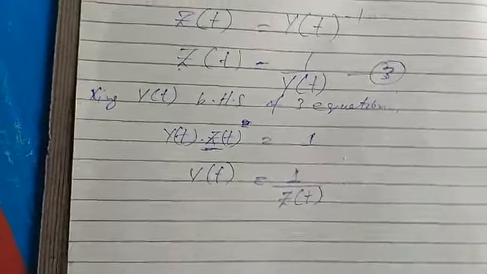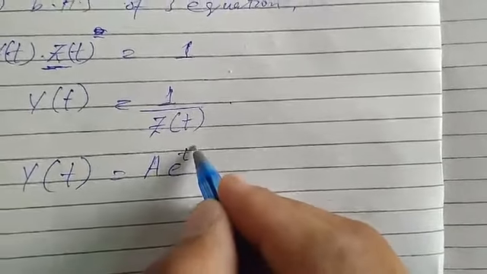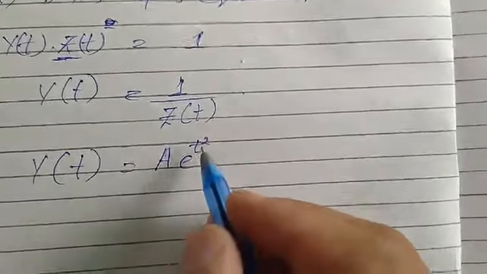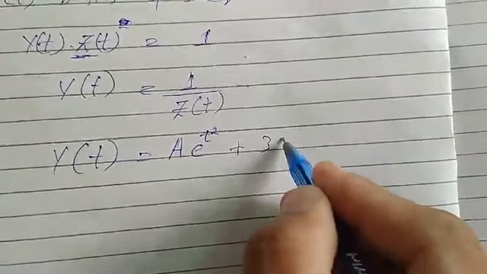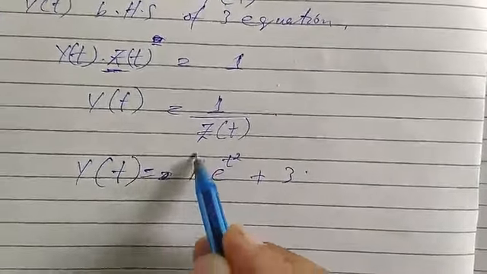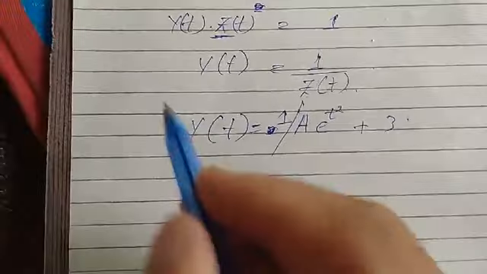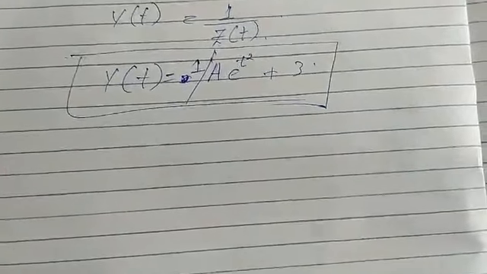Now put the general solution value in this equation: y(t) is equal to one divided by a arbitrary constant e exponential power 2t square plus 3. Because here it is in division form, we calculate the non-linear general solution by restricting the equation.